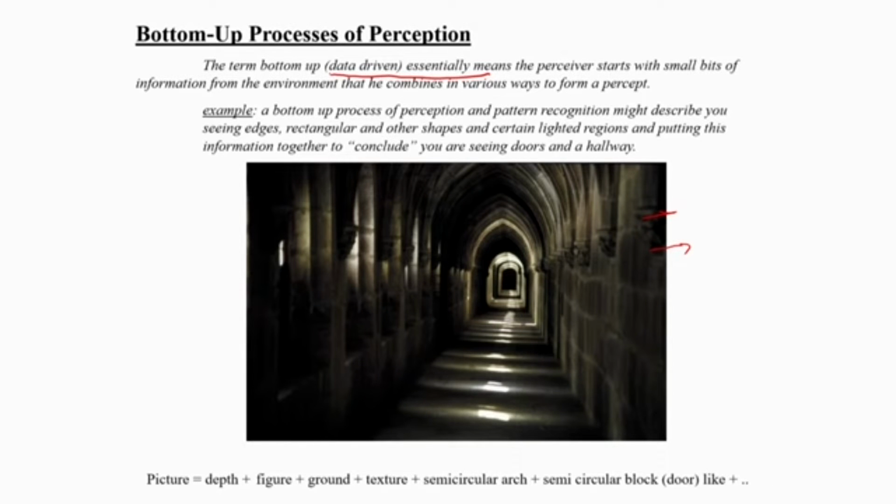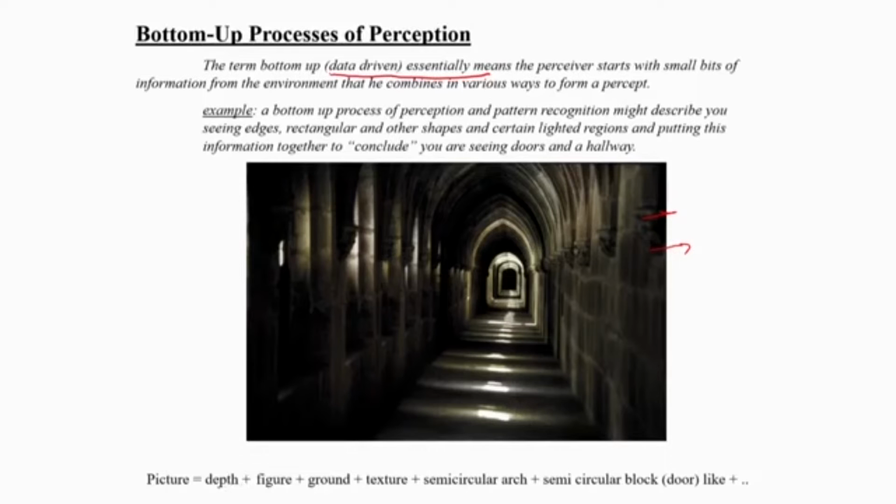In contrast, the top down process will look at this picture and compare it with something that you have seen before, and will try to match up. So, if you have ever been into a hall like this before, or to a cathedral which was similar, then how close that representation of a hall in your mind fits to this gives rise to the interpretation that this is a corridor of a cathedral. If you are using that approach to give meaning to this image, that is called the top down process. Through a bottom up process, this picture comes from facts like the depth, the figure, the ground and texture, semicircular arches, semicircular blocks, doors and so on.